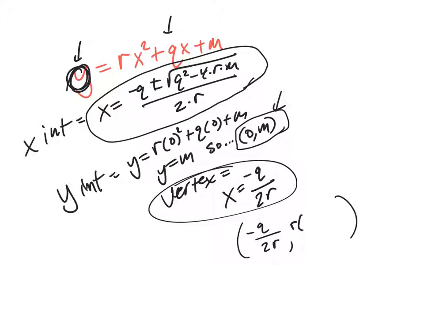So it would be r, and then the x is the thing that we have here, negative q over 2r squared, plus q times negative q over 2r plus m. Whew. There, that's the vertex.